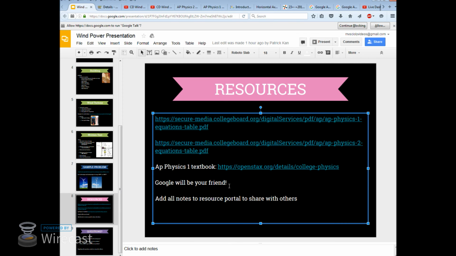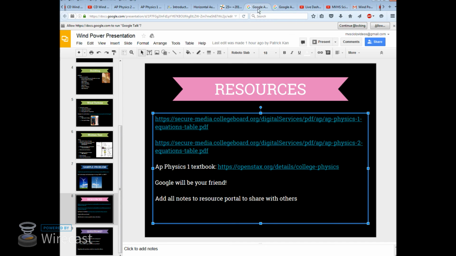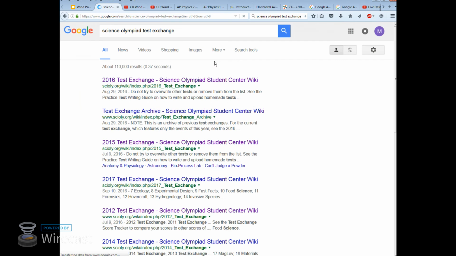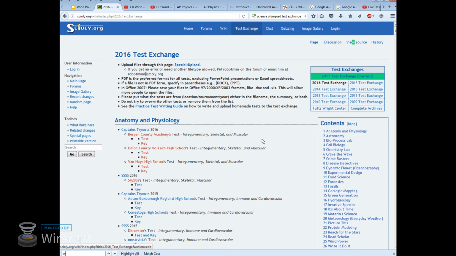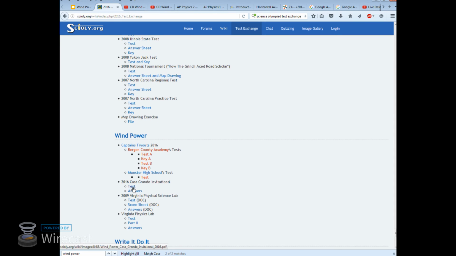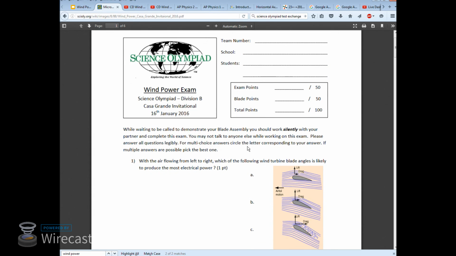In addition to that, you can also access the test bank of Science Olympiad, which should be over here. If you look over here, this is the 2016 test exchange. You can just look for wind power and you can see all of these tests that you're able to do. You could take one trial test and maybe see how well you do and grade it on your own.